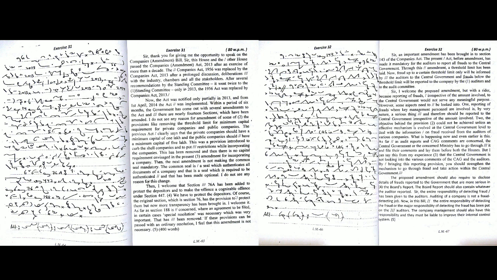By bringing this reporting provision, you should strengthen the mechanism to go through fraud and take action within the central government. The proposed amendment should also require disclosure of details of frauds reported to the government that are more serious in the board's report. The board report should also contain whatever the auditor reported.